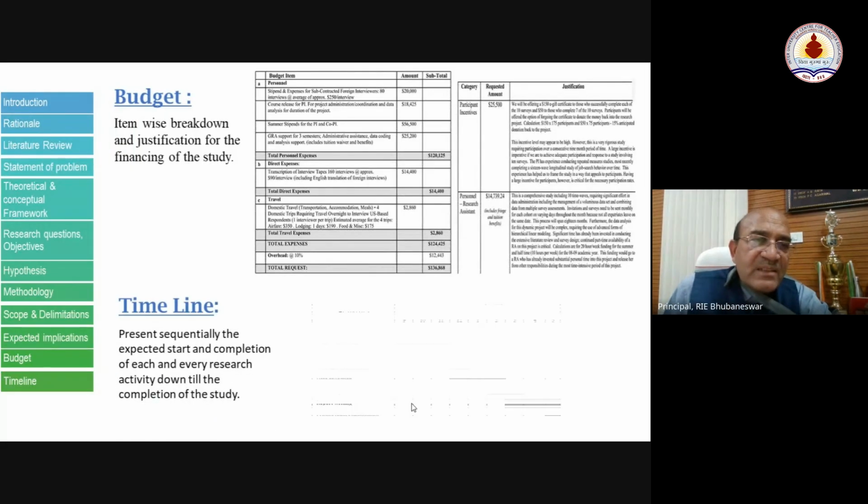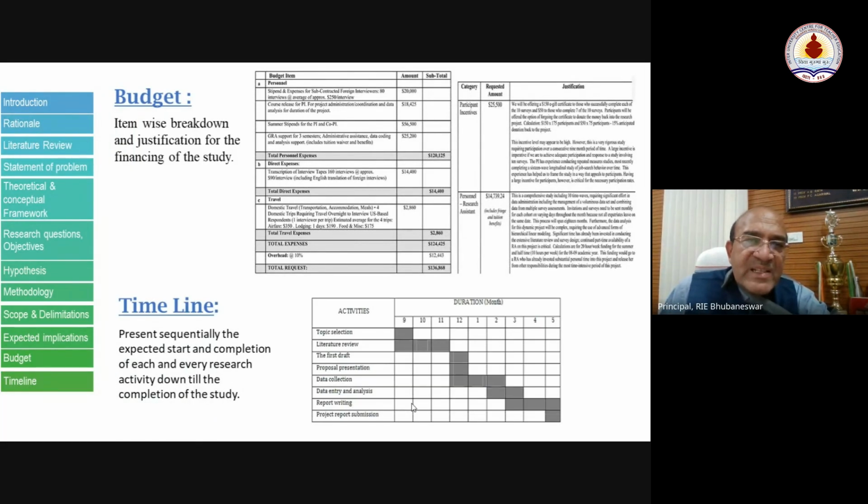So the budget part is very important whenever we plan a research proposal. So an item-wise breakdown must be there. This is very small print. I think it is not visible to you, but in the budget item, we should divide our budget into heads, and head-wise budget we should give, and it should be very clear.